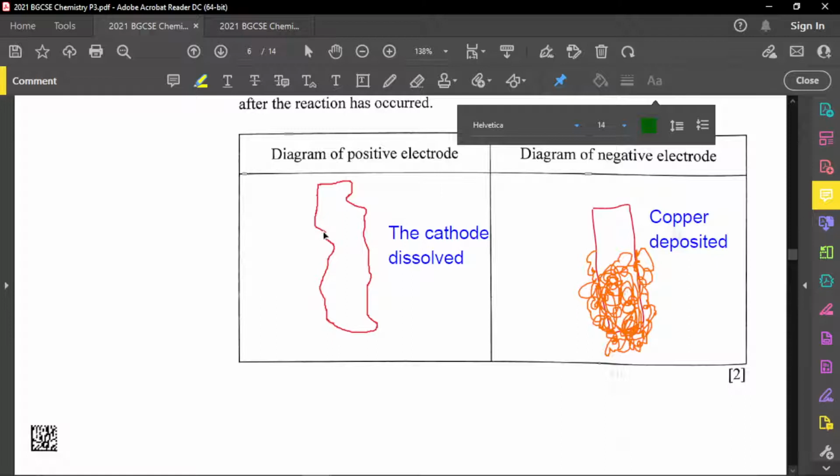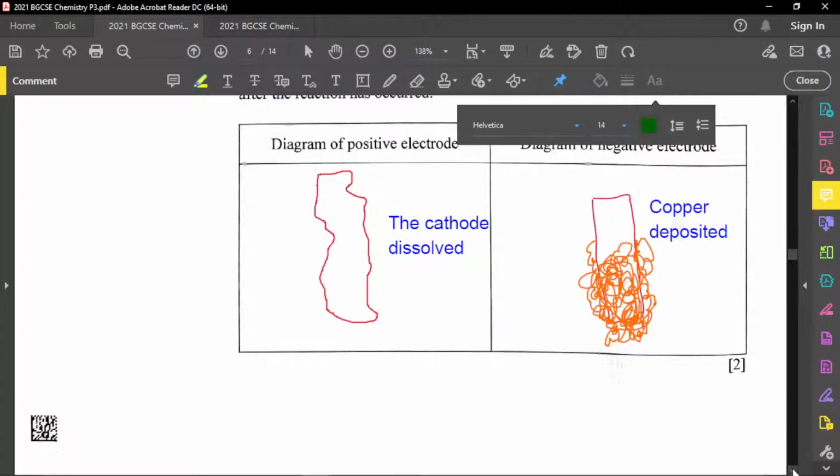To outline this quickly, the reason why the positive electrode decomposes is because it is losing copper ions, as the negative ions come towards it. It also gives up positive ions. When it loses electrons from this electrode, copper forms copper ions, and the copper ions that are formed go into the electrolyte. Hence the size of the positive electrode will decrease.